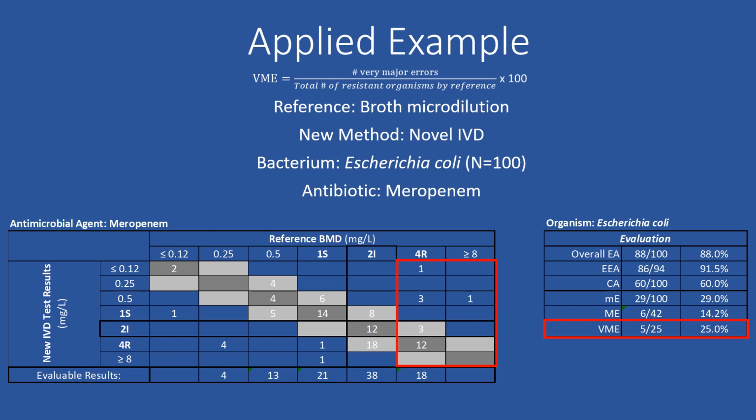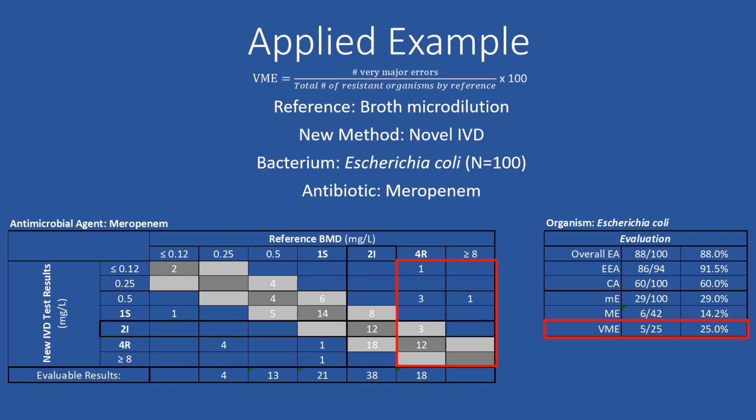In the numerator, we are summing up the number of isolates that were reported as susceptible by the test method but found to be resistant by the reference method. So there are 5 of these in total, and we want to sum up all of the isolates within this red rectangle to fill in our denominator, so we get a total of 25. So to calculate the very major error, we would do 5 divided by 25 and multiply this by 100 to get 25%. To interpret the result, we can say that 25% of the isolates tested were false susceptible to meropenem as determined by the test method.